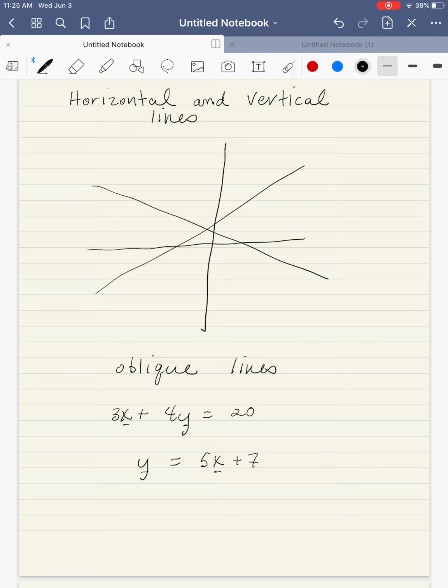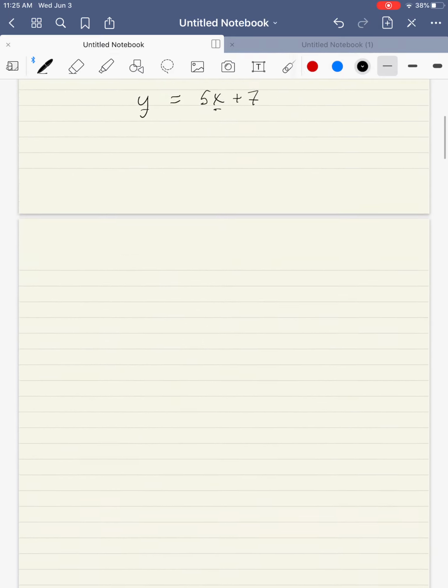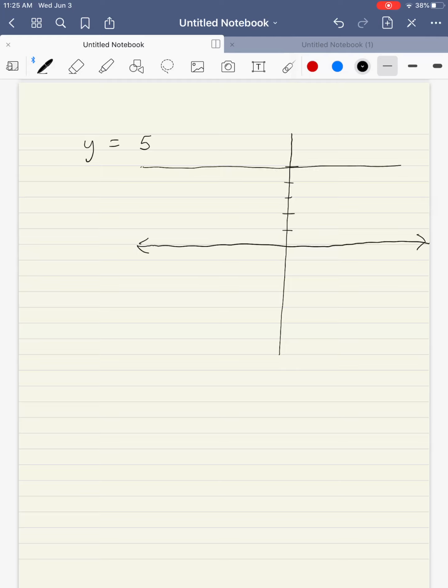Our lesson today is going to be looking at a couple of special kinds of lines, horizontal lines and vertical lines. So if we have an equation that just says y equals 5, what this is saying is that it doesn't matter what x is, it doesn't matter what our input is, our output, our y, is always going to be 5.